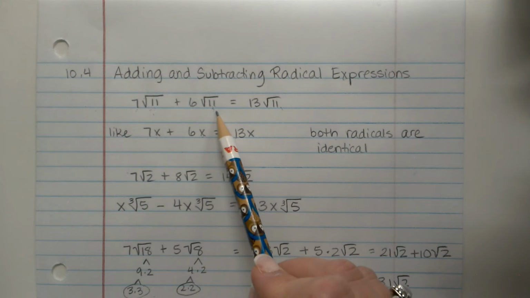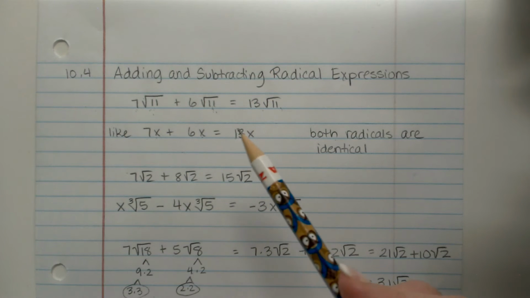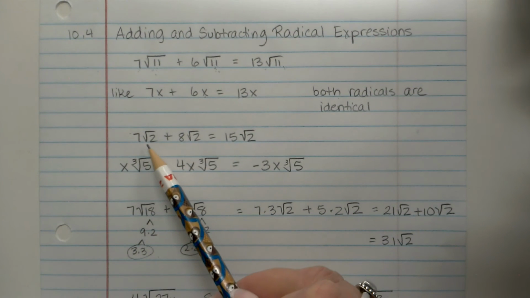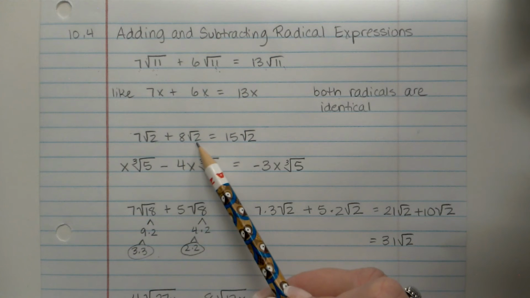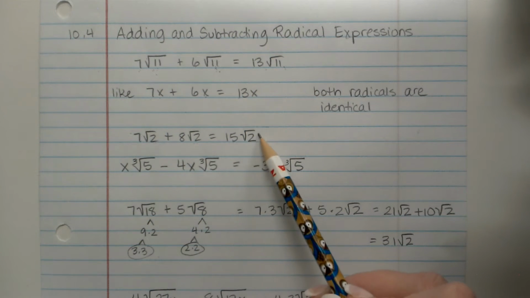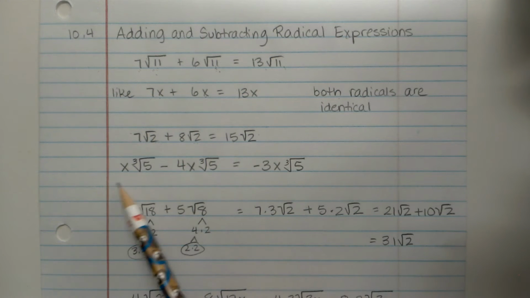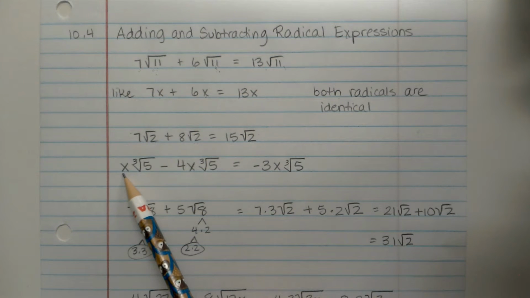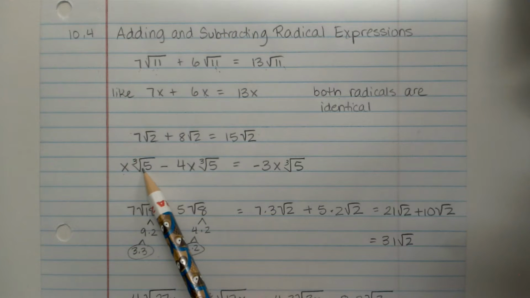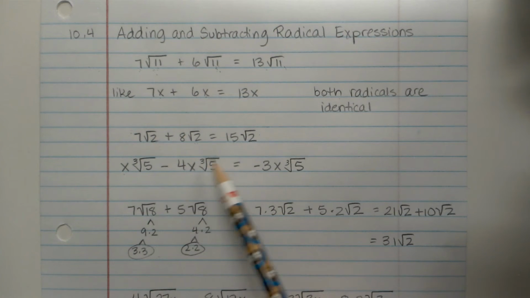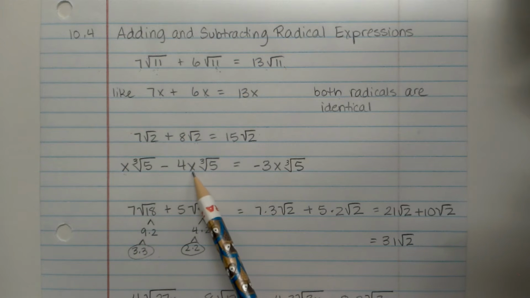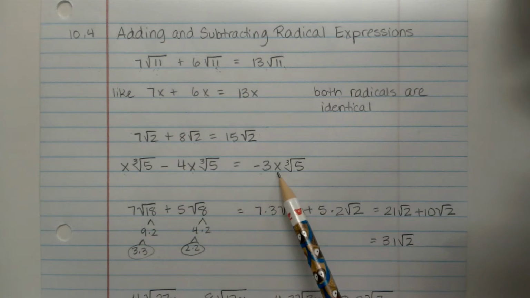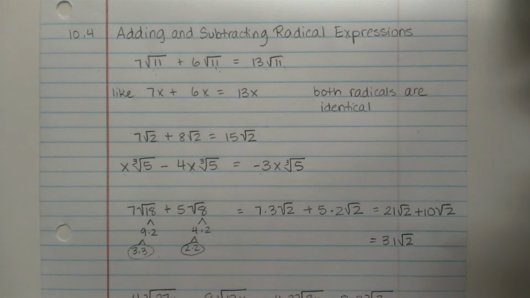Since both radicals are identical, you can add or subtract them. So in this case, if you have 7 square root of 2's and 8 more square root of 2's, you have 15 square root of 2's. Let's look at this. You have x cube roots of 5 minus 4x cube roots of 5. So you have negative 3x cube roots of 5. So x minus 4x were able to be combined because they're multiplied by the same radical.